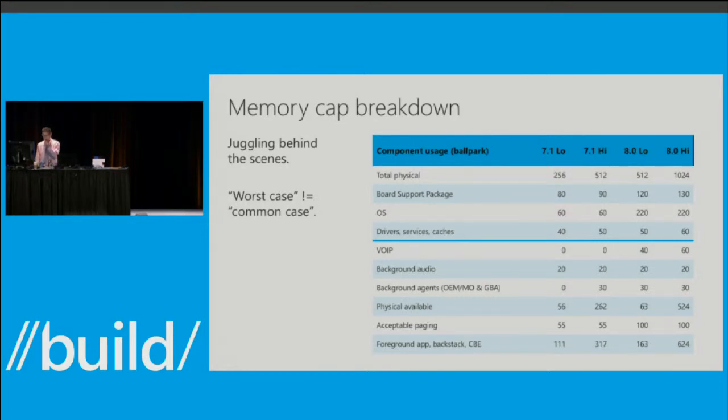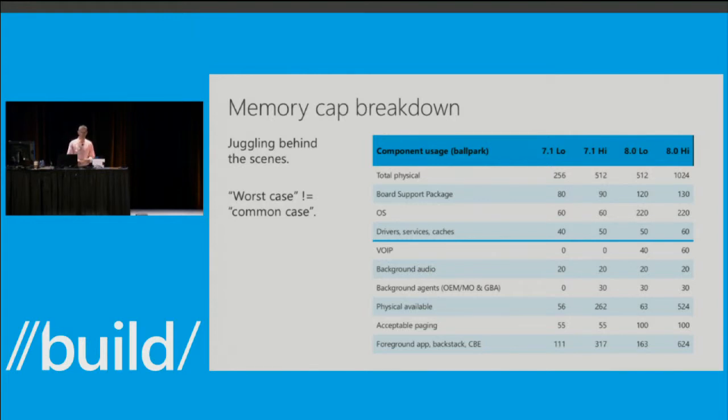So there's stuff running that you might not be aware of, like background agents that are installed by the OEM and the MO, possibly, not always. And they will be running in addition to GBAs that you might have created. So we're left with a certain amount of physical memory. Then we peg paging at a certain level.